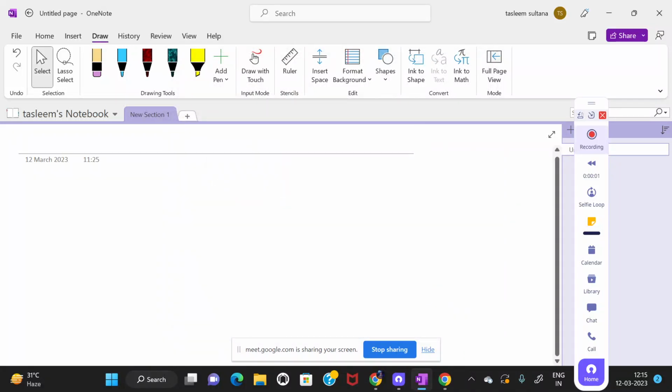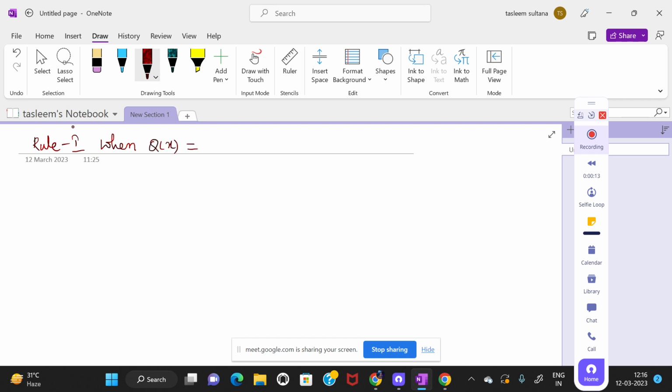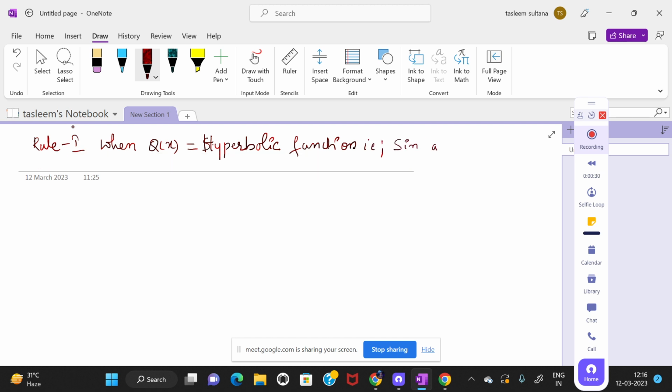That will also come under rule 1 only. Rule 1: when Q of x is in the form of a hyperbolic function, that is either sinh ax or cosh ax.